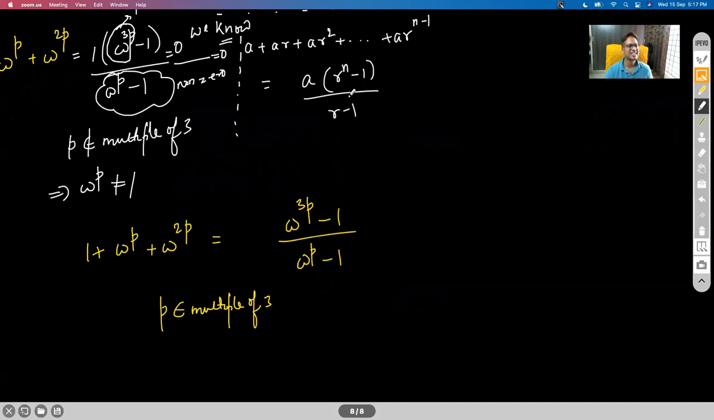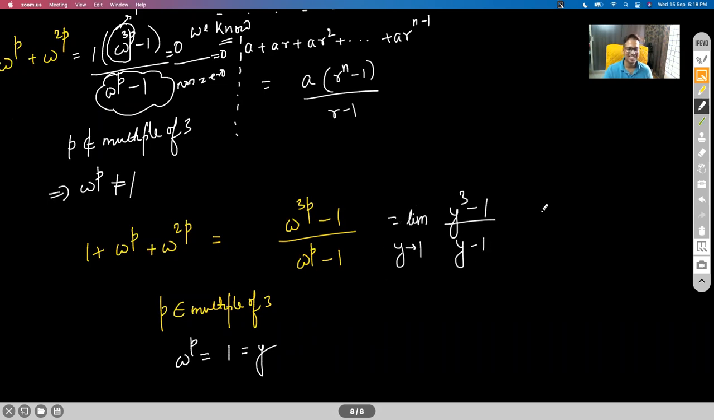See, if p is a multiple of 3, omega will actually be 1, right? Let's call it a variable y. So what you have here is y cube minus 1 by y minus 1. If you take a limiting case, if you remember, I had done a standard algebraic limit, which gives you 3 times 1 to the power 3 minus 1. So that gives you 3. So here you have to take a limiting case as y tends to 1.